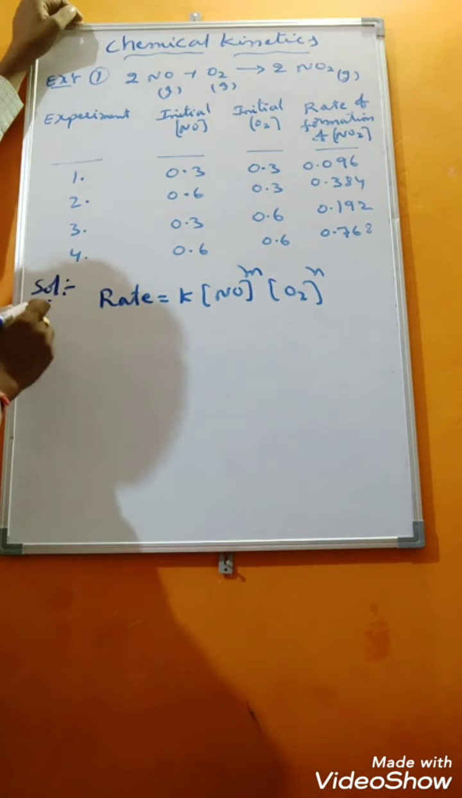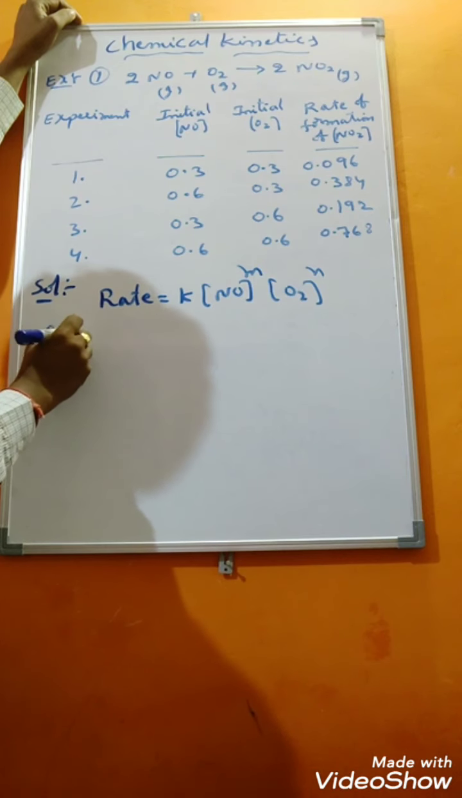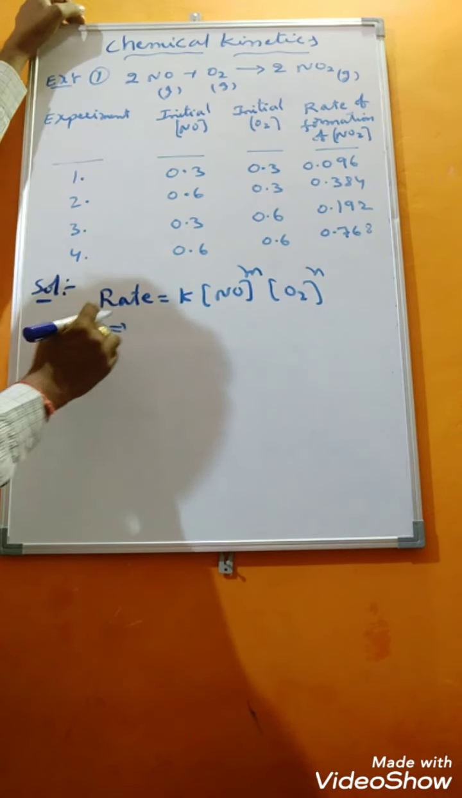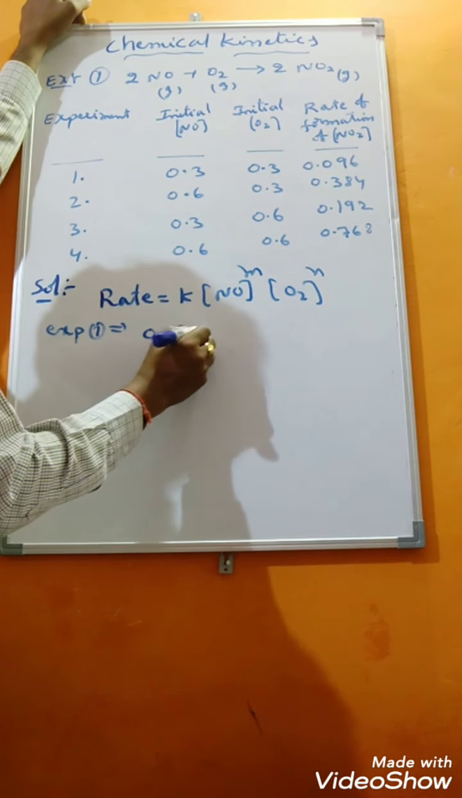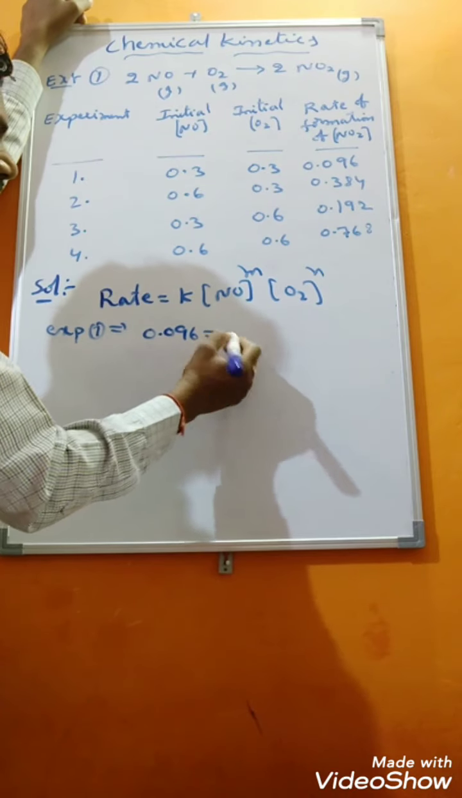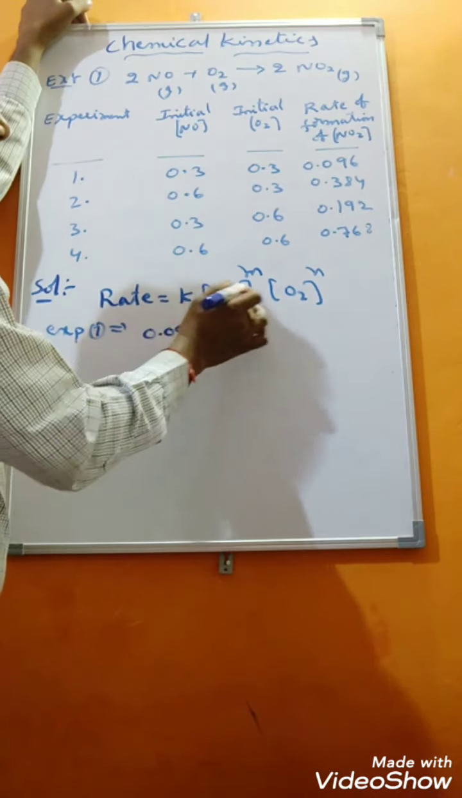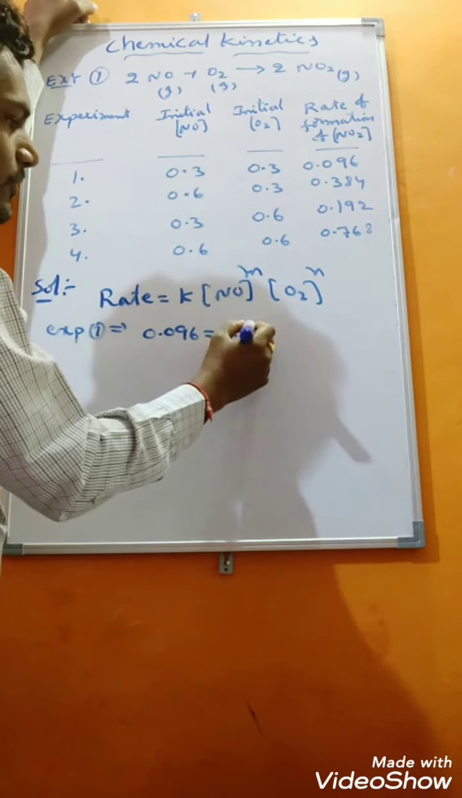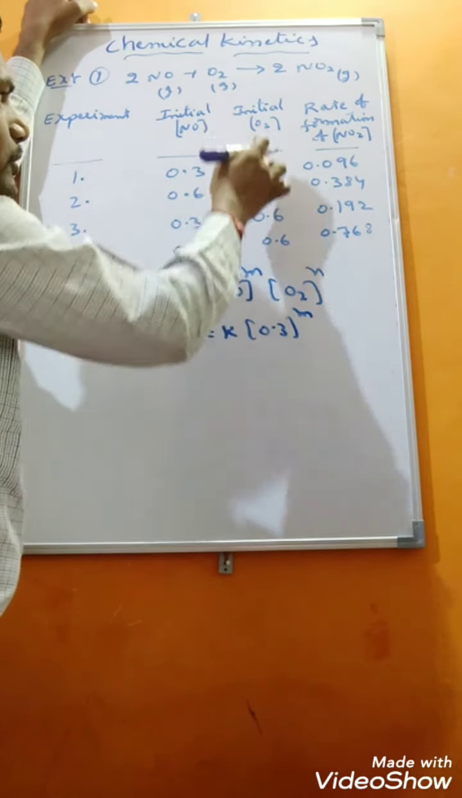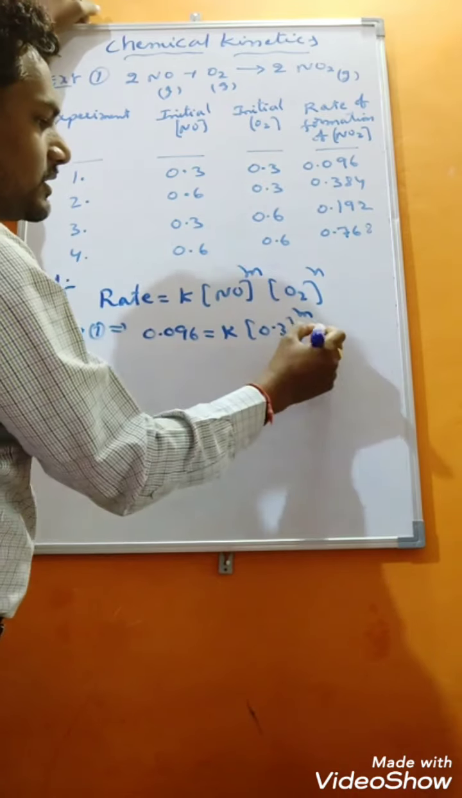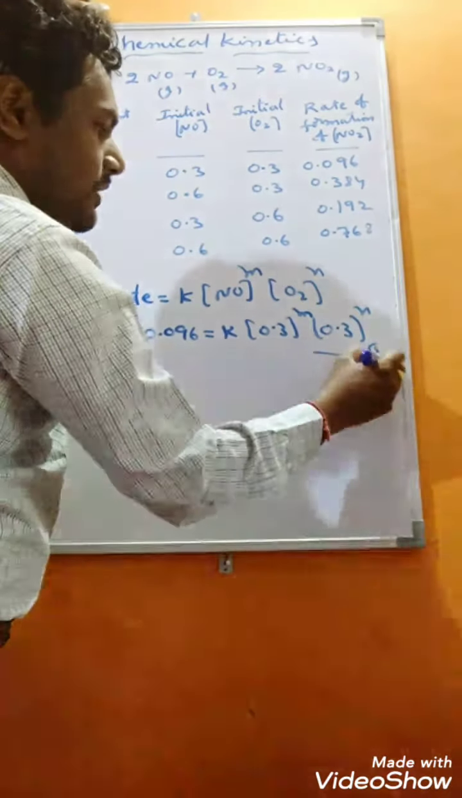We will see now. For example, I am taking experiment 1. By using experiment 1, we can write the rate expression. Rate is equal to the rate value 0.096, which equals K into the concentration of NO, in experiment 1 it is 0.3, to the power M. K is a constant; you need not write it actually, but if you want, you can write K. Concentration of O2 is 0.3 to the power N. I have taken this as equation 1.